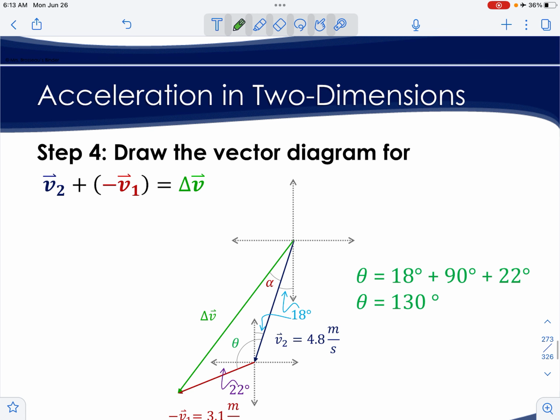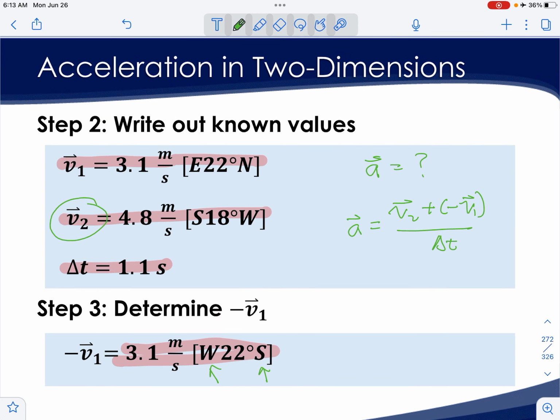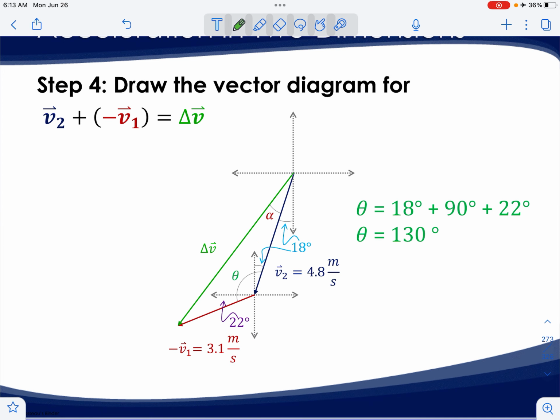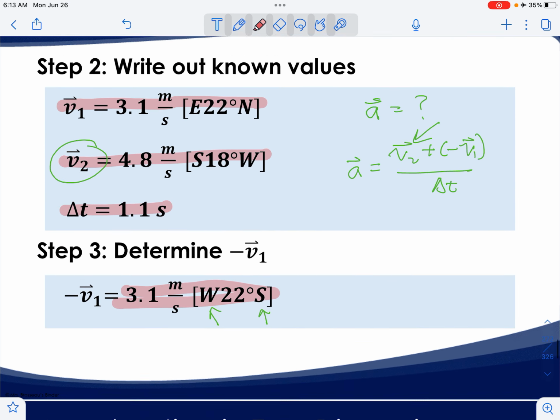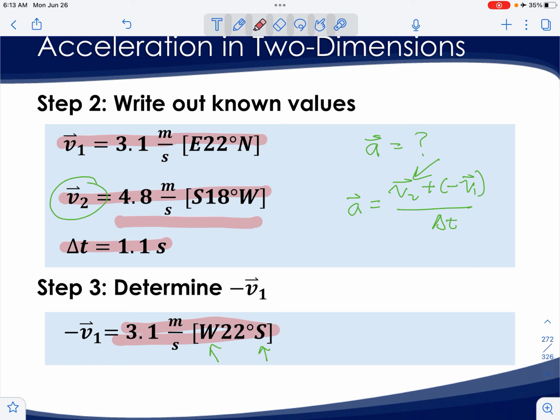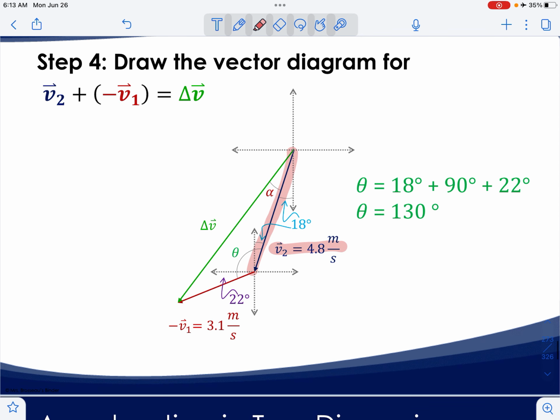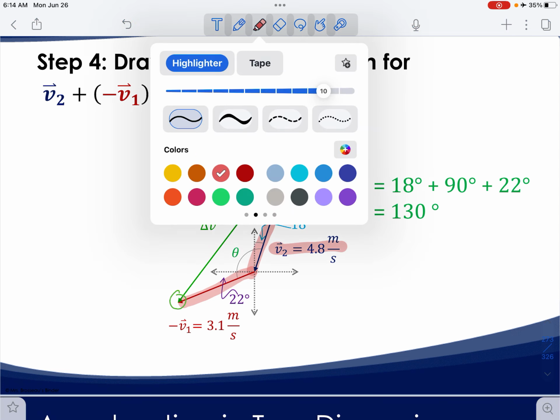So we can draw this out, right? We have the V2, we start with V2 because here we start with V2. So we have 4.8 meters per second south, 18 degrees west. Okay, so here's our V2. Say I want to use my highlighter. Start with our V2, and then we're going to add this right here. 3.1 west, 20 degrees south. We started right here, we're ending here. So here is our resultant vector right here.